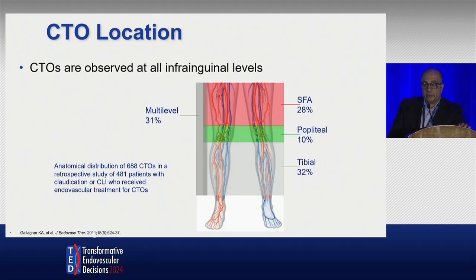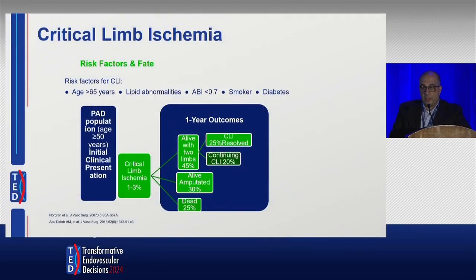Now, going to critical limb ischemia, most patients present with multiple levels of CTO. They have multiple levels, and often they require multiple interventions and higher procedures. 30% of them are above the popliteal segment, 10% at the popliteal segment, and 30% at the infrapopliteal vessels. The risk factors for critical limb ischemia are age above 65 years old, lipid abnormalities, ABI less than 0.7, smoking, and diabetes.